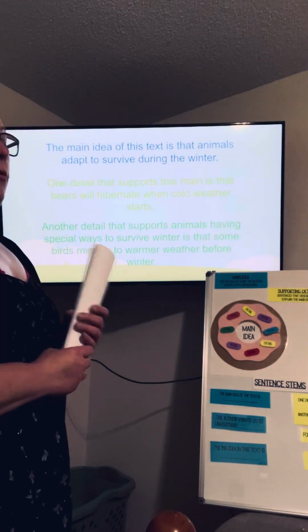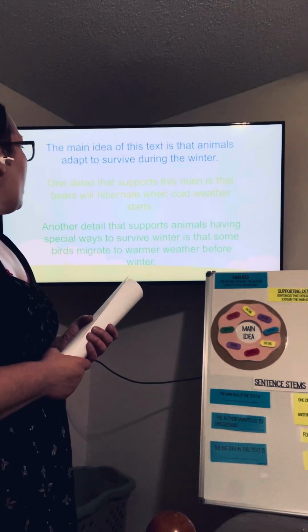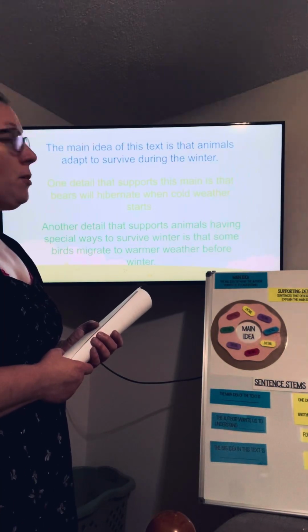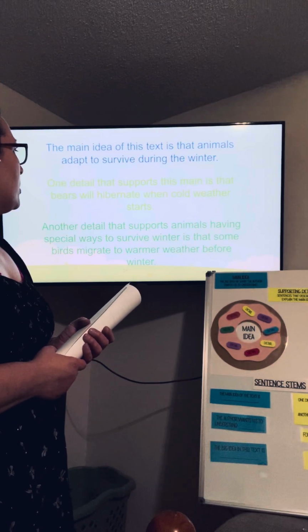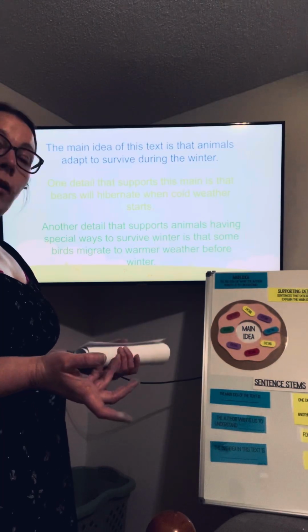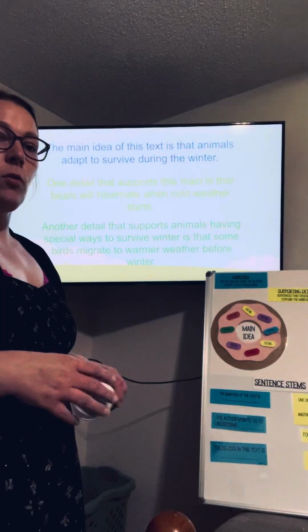Another sentence I could write to explain the supporting details would be, another detail that supports animals having special ways to survive winter is that some birds migrate to warmer weather before winter. So that's another example of animals adapting to survive during colder weather.